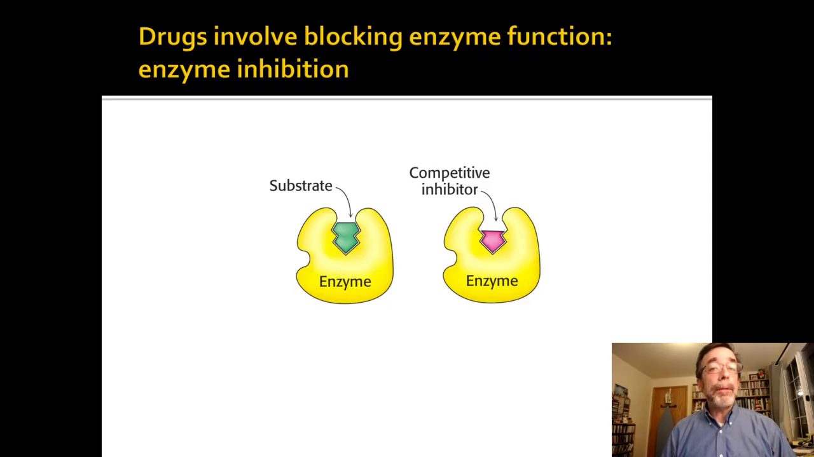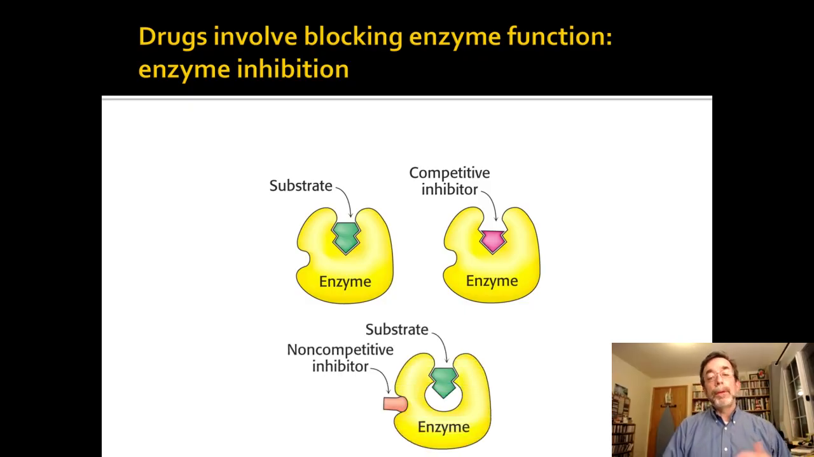If it doesn't have that, then you have the substrate sitting there, trying to get in to be catalyzed, but it can't because there's an inhibitor already in the place. That's called a competitive inhibitor, and that is one way to block enzyme function. You have a molecule that looks like the substrate but is missing a piece. It's missing the catalytic piece, so it can bind, but it can't go on to product. There's another way to do it too.